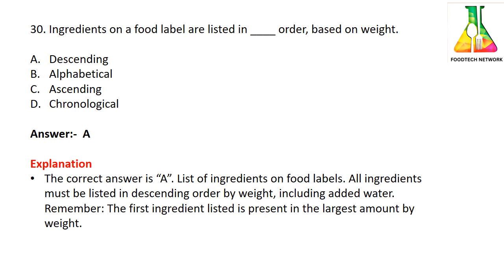List of ingredients on a food label. All the ingredients must be listed in descending order by weight, including added water. Remember, the first ingredient listed is present in the largest amount by weight.